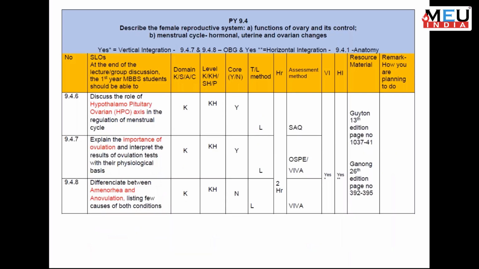Now the next SLO is discuss the role of the hypothalamo-pituitary-ovarian axis in the regulation of the menstrual cycle. Now the next SLO, explain the importance of ovulation and interpret the results of ovulation tests with their physiological basis. Next one is differentiate between amenorrhea and anovulation, listing a few causes of both conditions. So this is the 9.4 competency.